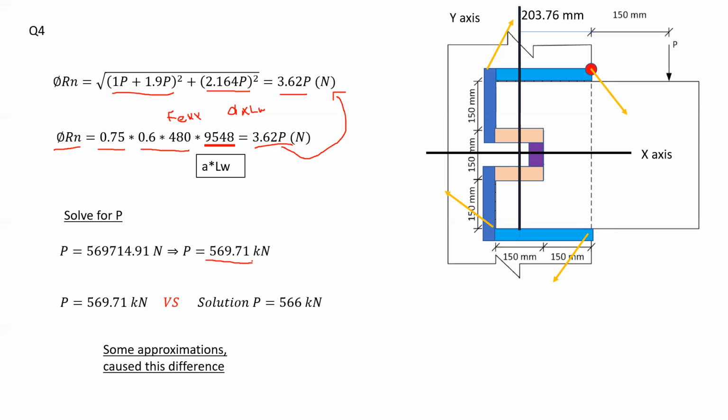Now, if we compare the value that we have achieved with the solution provided in the solution manual, you see that the solution manual gives 566 kilonewtons, and what we have is 569.71 kilonewtons. The difference here is very small, and that is caused by approximations along the way, either by me or by the person who solved it in a different way to provide the solution in the solution manual. Therefore, this value is satisfactory, or any kind of P value you take is good.